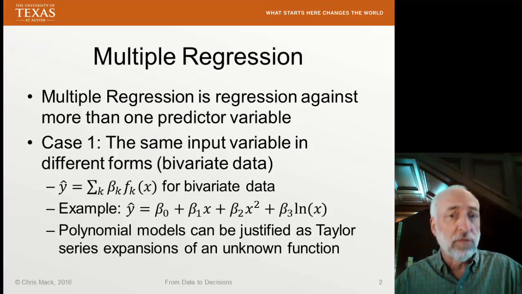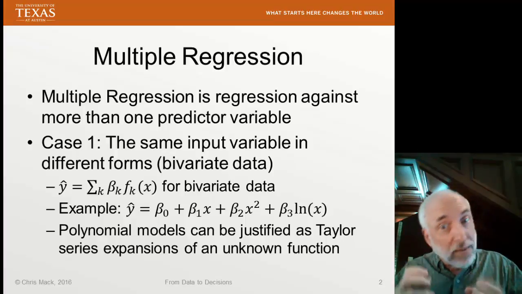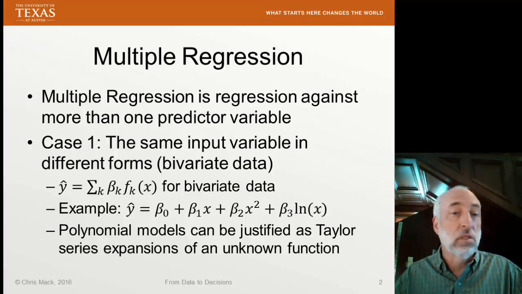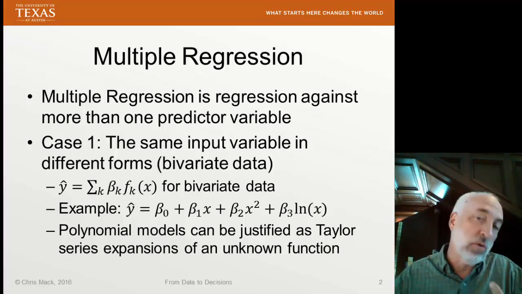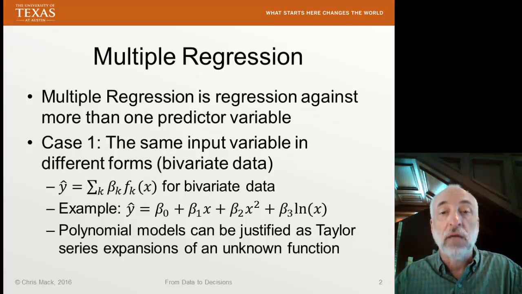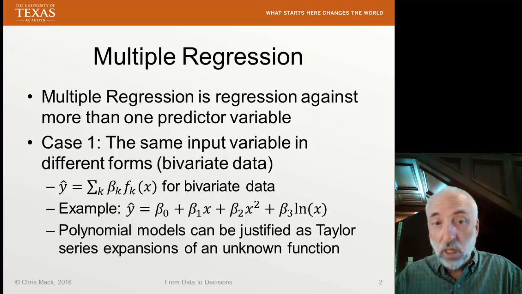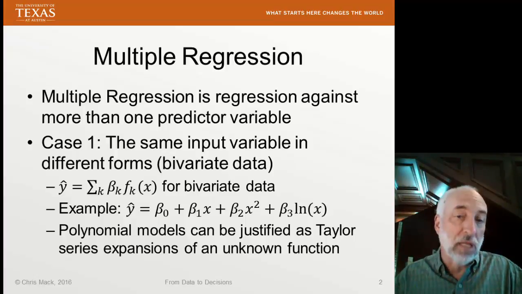The first case is I have one input variable, but I'm using it in different forms in my model. If I only have one output with one input variable, we call that bivariate data. But we can have a model that has multiple terms that make use of that single input variable. A simple example is a polynomial.